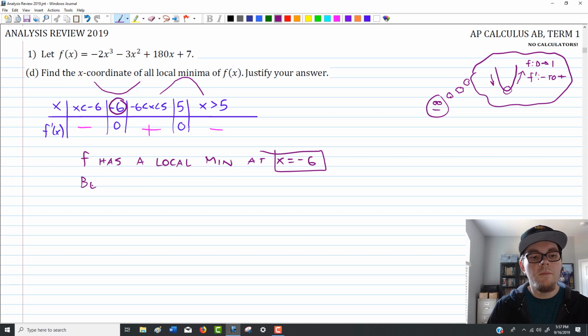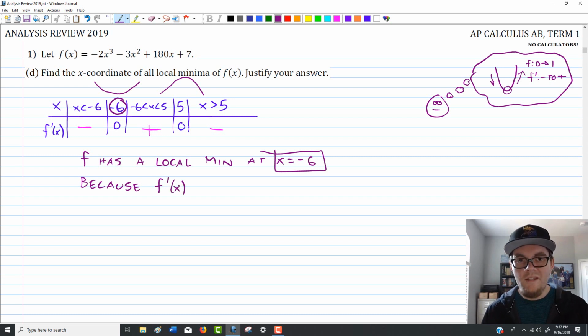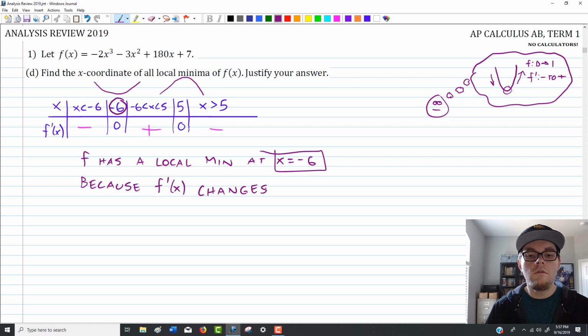And our reason is because, and now we cite that specific sign change. It's because f prime, and we could say f prime of x, but make sure you don't say it. You do not need to pay Stephen King. It is because f prime changes from negative to positive. And if you'll forgive me, I'll do it right. Changes from negative to positive.